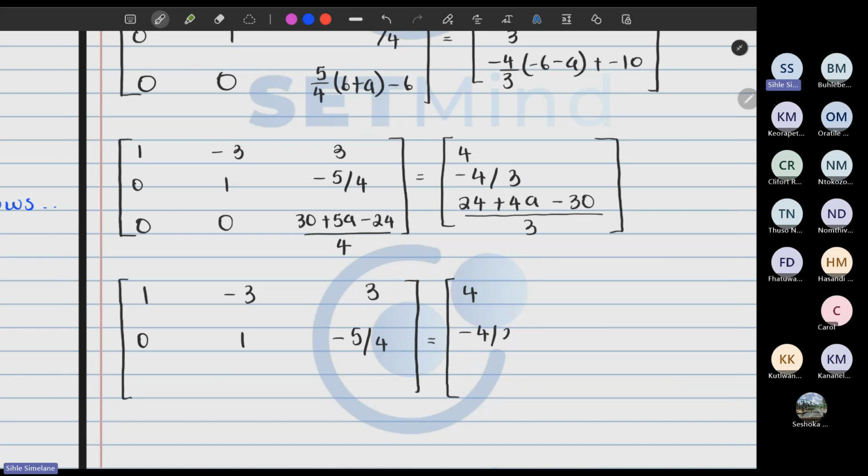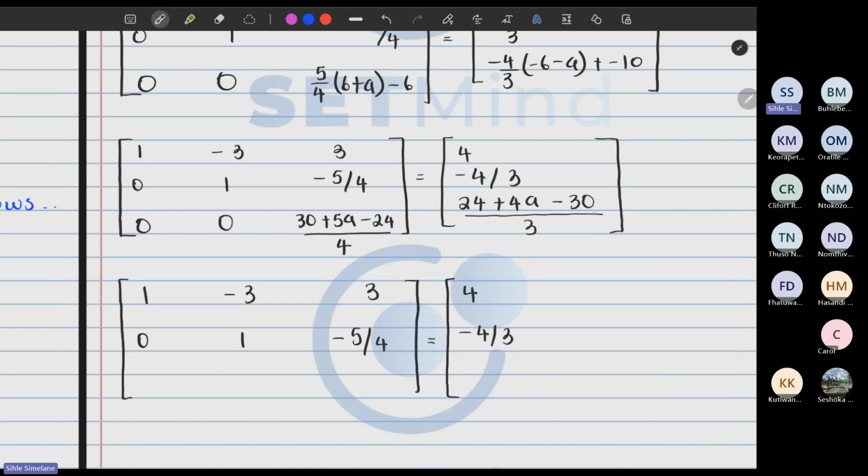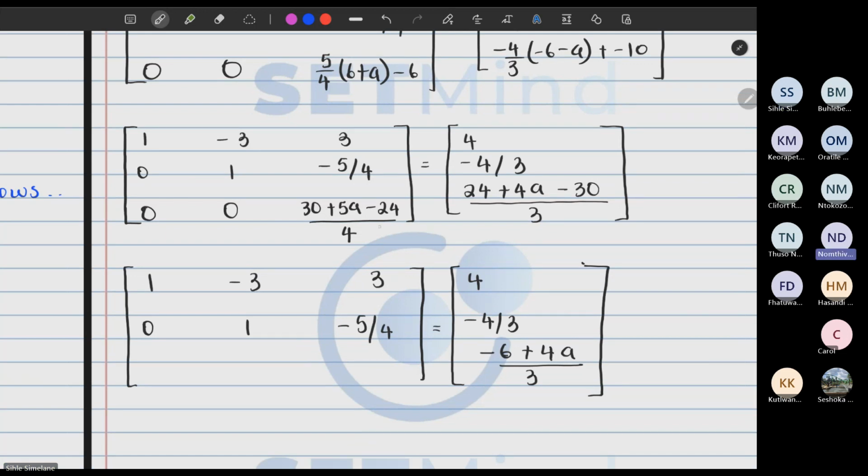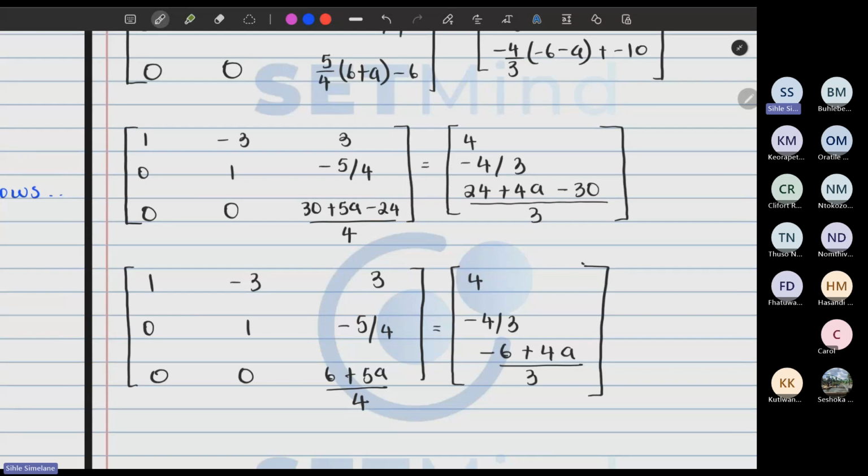Negative 4 over 3. So my 24 minus 30 will be negative 6. So I have negative 6 plus 4a divided by 3. And then on the other side, I have my 3 minus 30 minus 0, 0. 30 minus 24 will get my 6 plus 5a all divided by 4. Okay. Do we all understand how we got here?